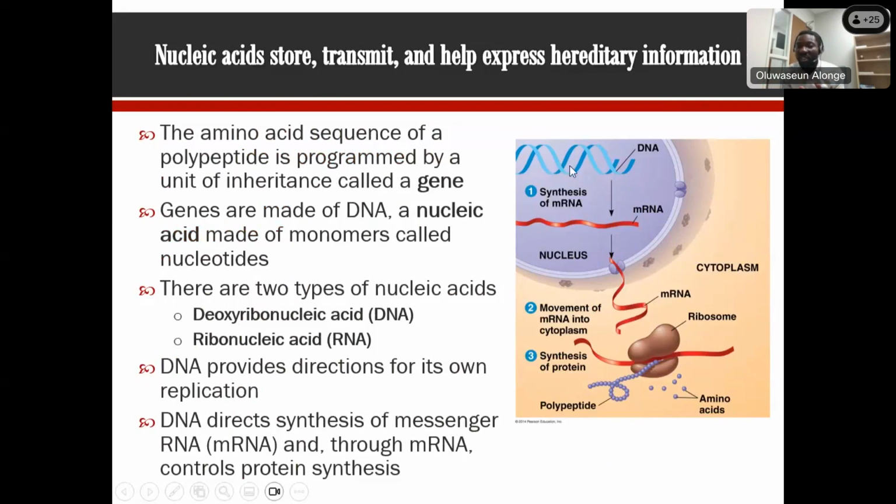DNA is what you see in the nucleus, which is what I'm showing you now. And it's going to make mRNA from there. And then mRNA is going to make proteins. This is what we call the central dogma of biology. This is what we call gene expression. So the DNA provides direction for its own replication. The DNA directs synthesis of messenger RNA, and through messenger RNA, controls the synthesis of proteins.